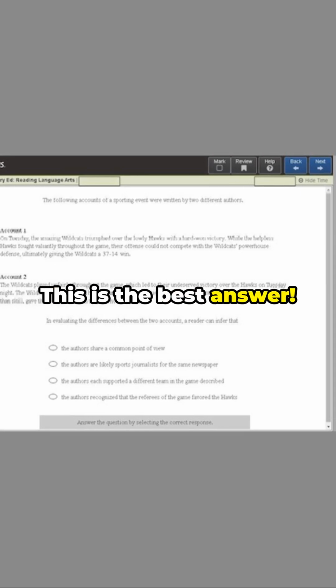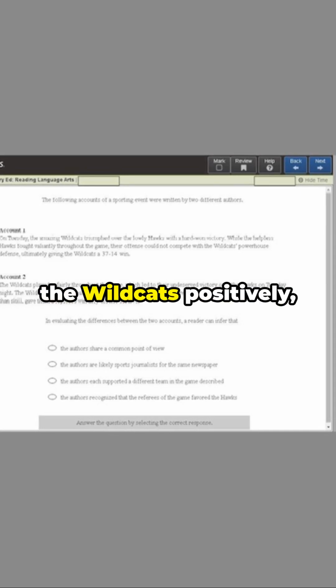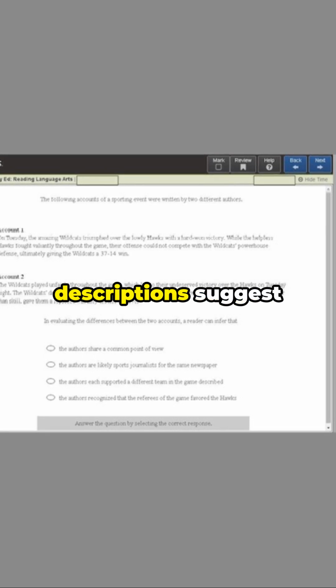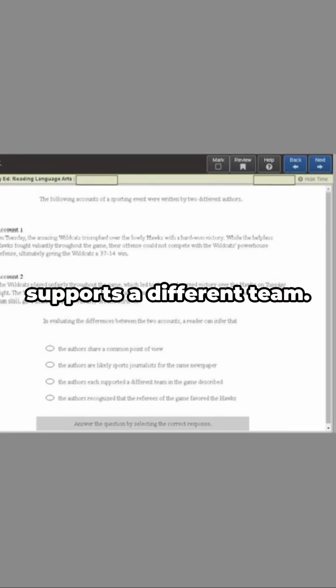C. The authors each supported a different team in the game described. This is the best answer. One author portrays the Wildcats positively, while the other supports the Hawks. The contrasting descriptions suggest that each author supports a different team.